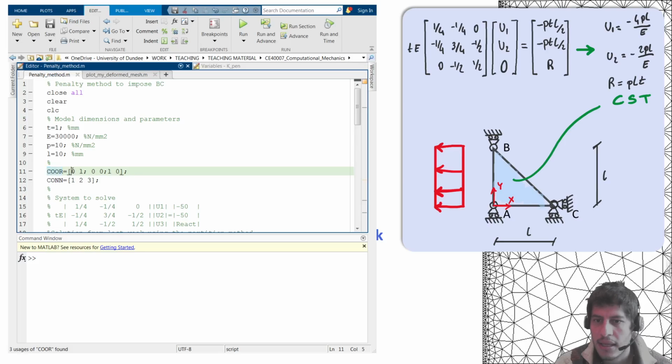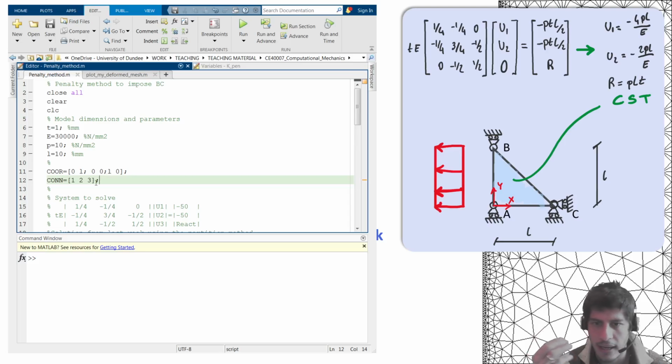Okay, so the coordinate matrix basically was telling us for node 1 its x and y position. So node 1 is the top node, so it's node B in the figure above. Node 2 was node A in the figure just here, and node 3 was point C in the figure above. This is just because we had numbered the global degrees of freedom in this way last week, and I'm just using the same numbering system. So the connectivity, basically we have one element that connects nodes 1, 2, and 3.